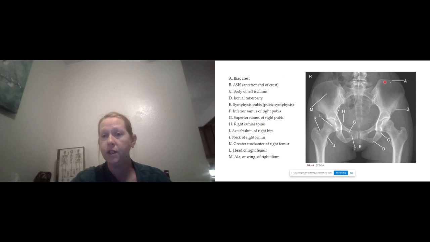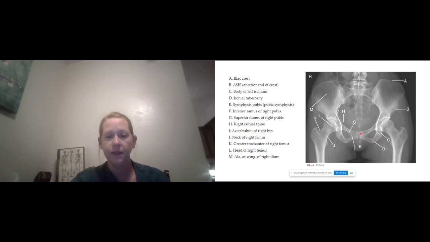So this is our positioning aid. This is the iliac crest. And this is the ASIS, or the anterior superior iliac spine. The one beneath it is the inferior iliac spine. The ischium is right here. So this is the ischial tuberosity. It's just the little bony part right there. And that's actually what you sit on when you sit down.